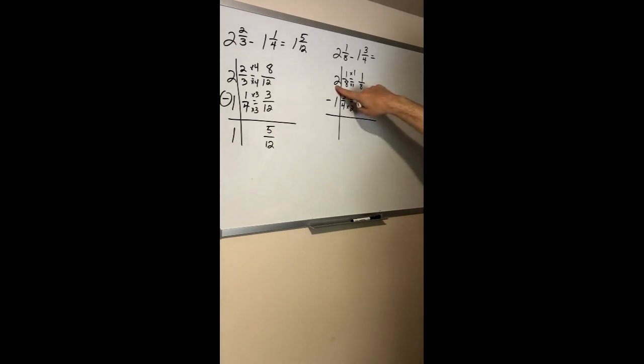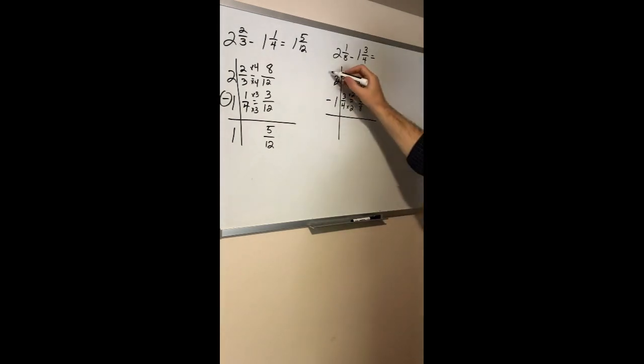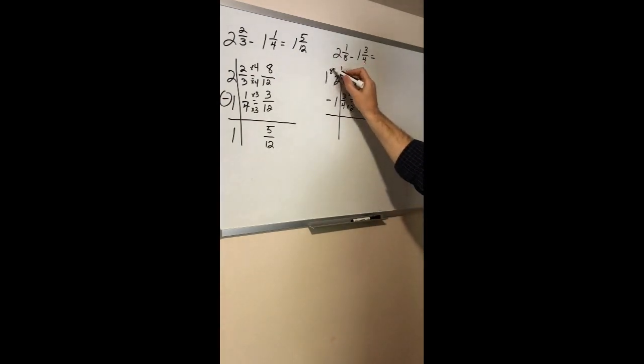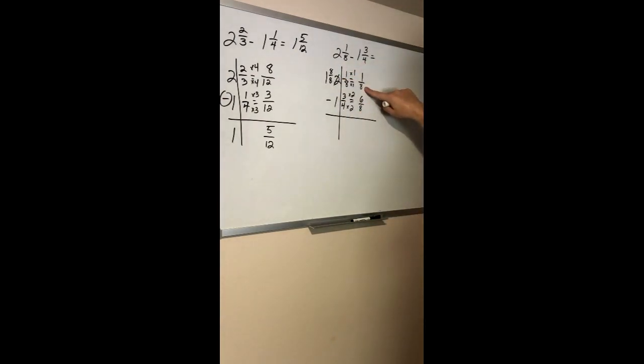Well, I noticed there's 2 wholes over here. What if I changed 2 and made it 1 and 8/8? Because these are 8s and a whole is 8/8. Isn't 1 and 8/8 the same as 2? So I could bring that 8/8 over here, add it to the 1/8, and make 9/8. Now I could subtract 9/8 minus 6/8 is 3/8.